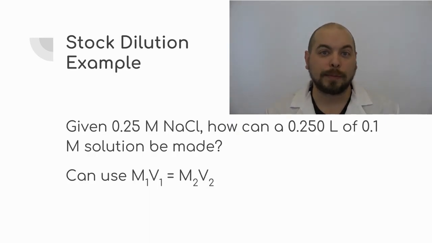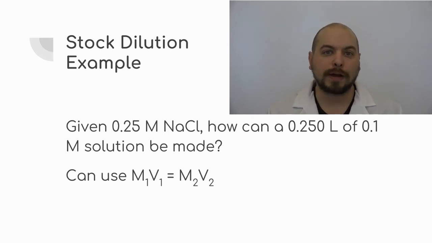Let's do an example problem for a stock dilution. If I have a stock solution of sodium chloride of 0.25 molar, I need to create 250 milliliters of a 0.1 molar solution.